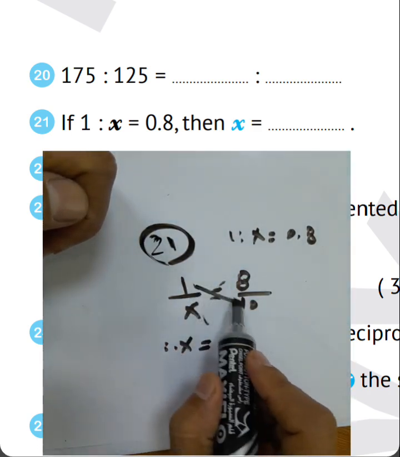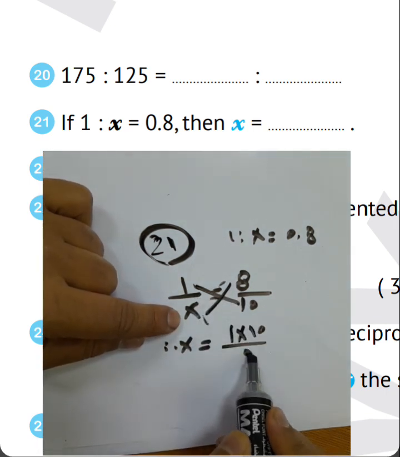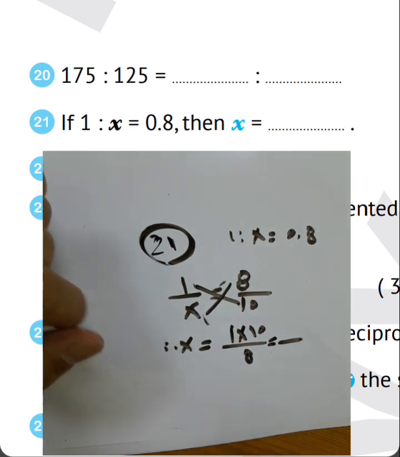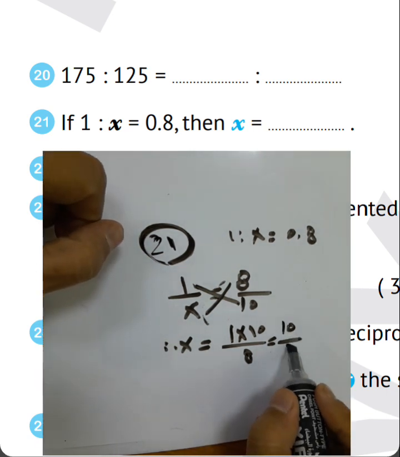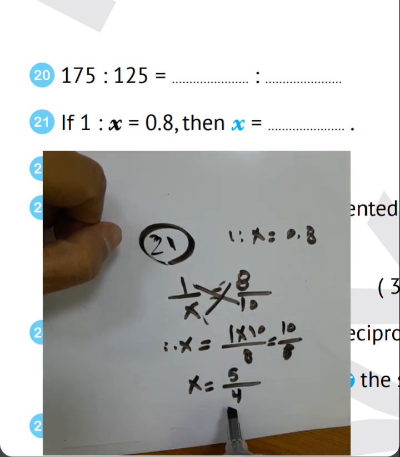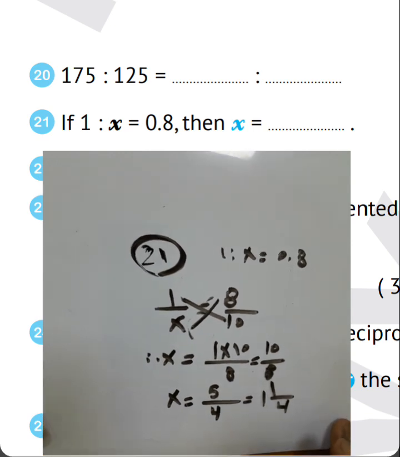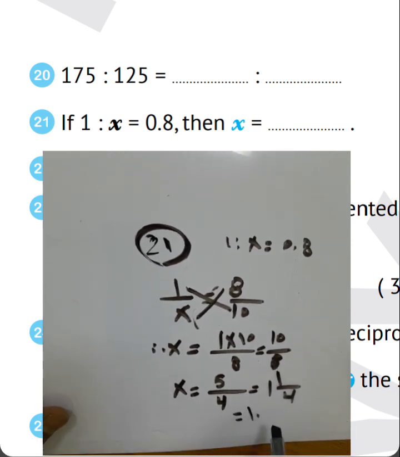Okay, x equals 1 times 10 over 8, and then you can simplify this result by dividing numerator and denominator by 2. 10 divided by 2 equals 5, 8 divided by 2 equals 4, and then you can simplify it. 5 divided by 4 equals 1, and the remainder 1. The result will be 1 and 1 over 4, or you can write 1 by 2 and 5.